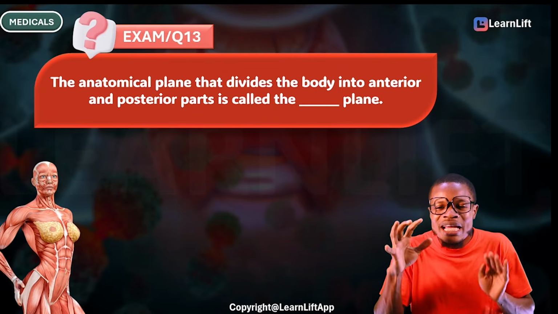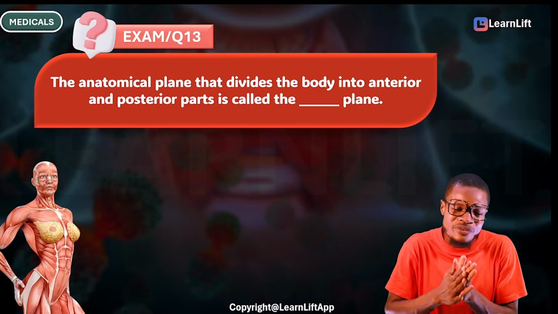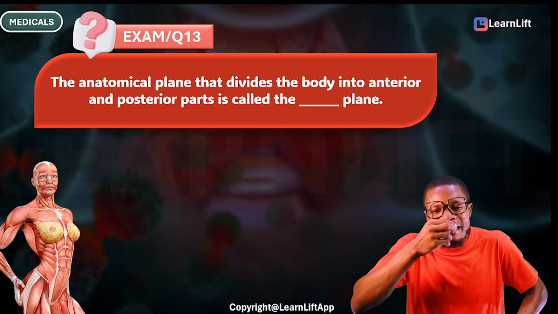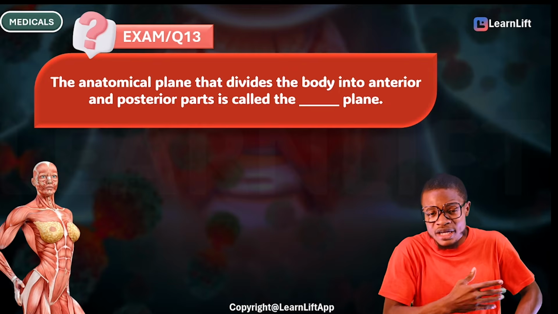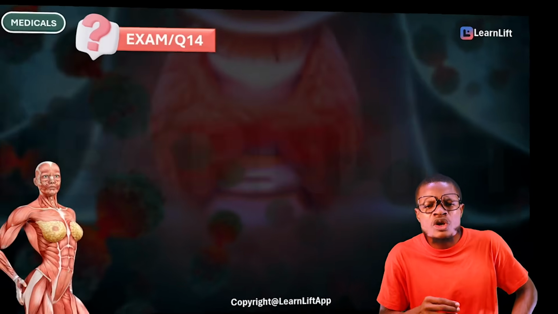What will divide the body into the anterior and the posterior part? Of course, frontal or the coronal plane is the answer that we have said. Now, you will just fill in the gap there yourself and then you move on. What's the correct answer? The frontal or coronal plane, that's the correct answer. Look at question number 14.